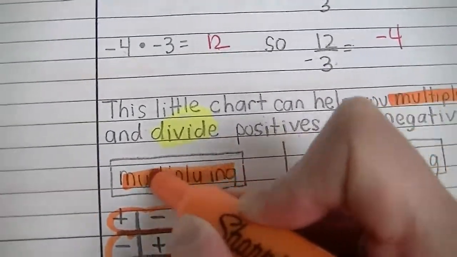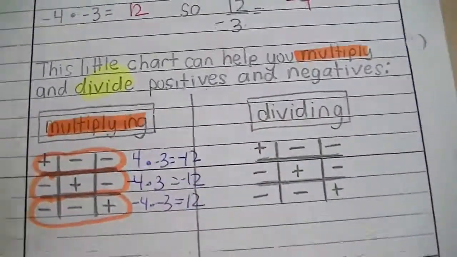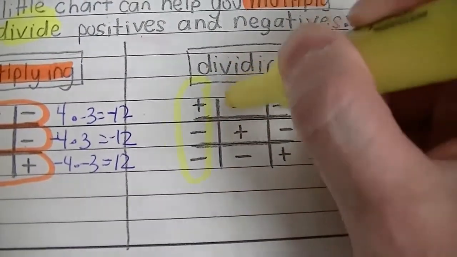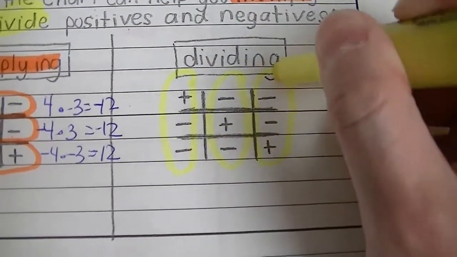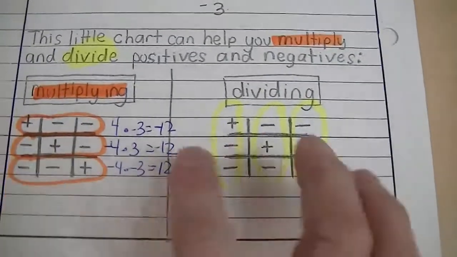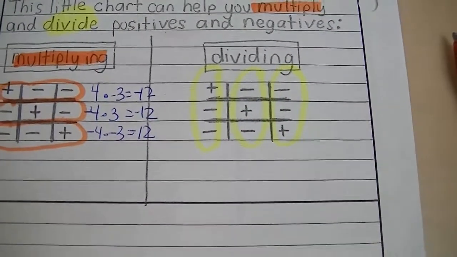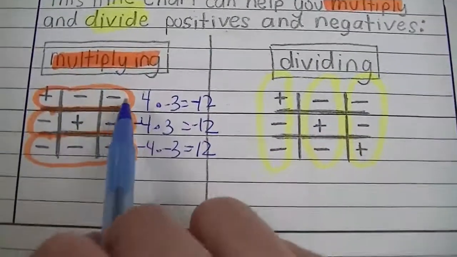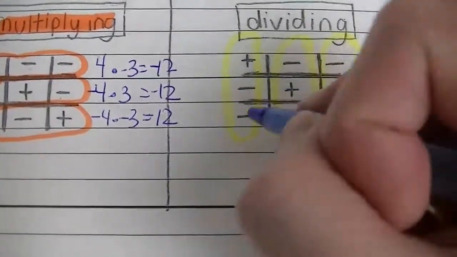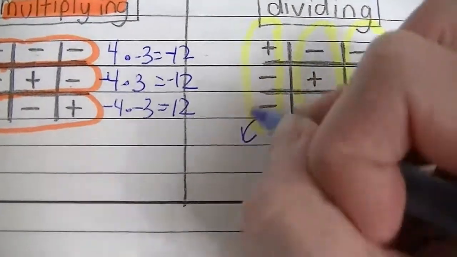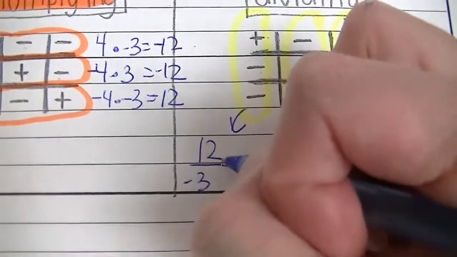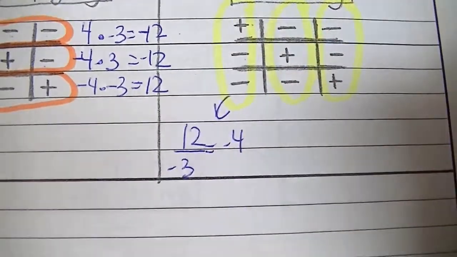And remember, this chart only works for multiplying and dividing. For division, you're going to look at it as columns. Okay, it's the same exact little tic-tac-toe looking chart, but it's only going to work for multiplying and dividing. Okay, multiplication is this way, dividing is going down. So like right here, if you had a positive divided by a negative, like a positive 12 divided by a negative 3, you would get a negative answer.